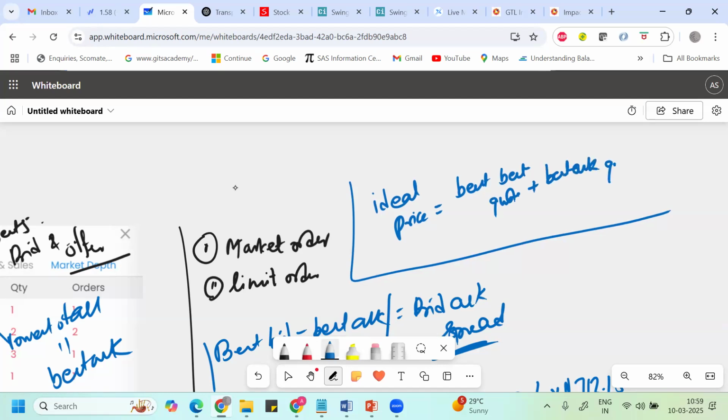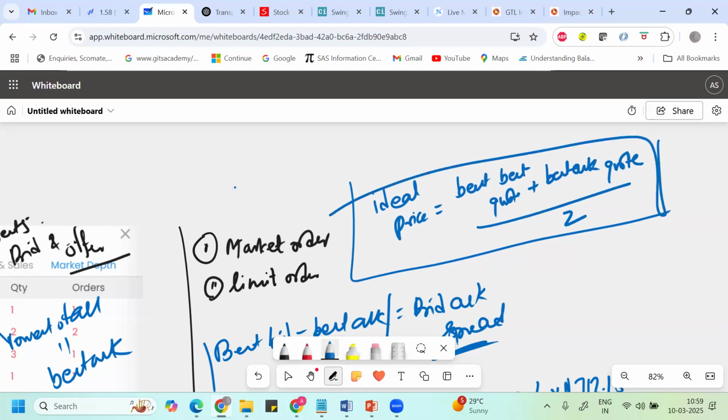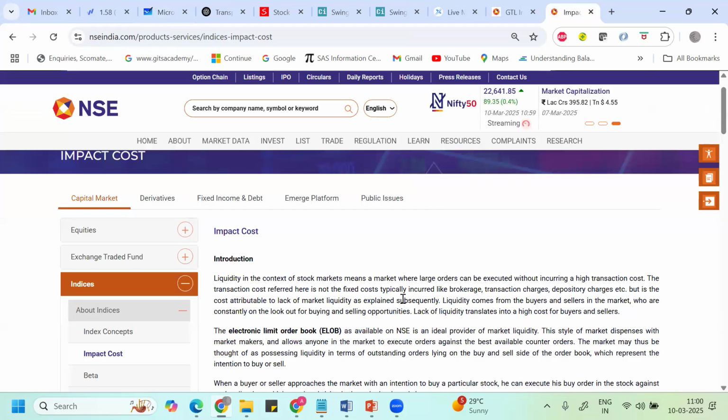Okay. So the average of that is the ideal price. You may not be able to trade at the ideal price because of the liquidity issue, and that is measured mathematically with the term called impact cost. Liquidity in the context of the stock market means a market where large orders can be executed without incurring high transaction cost. That is called liquidity: you can easily buy and sell the shares.